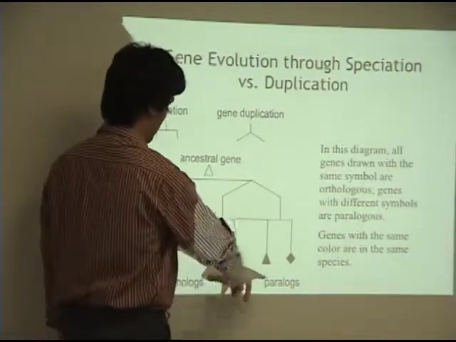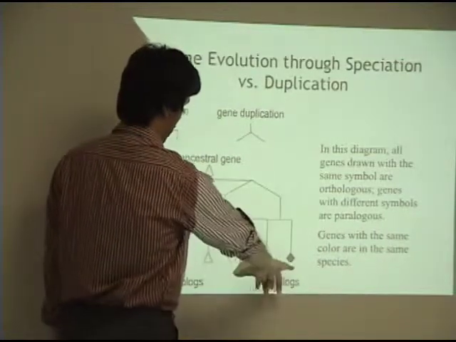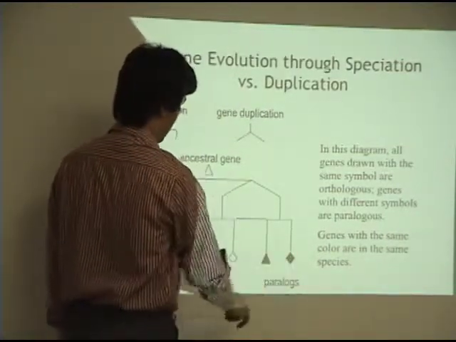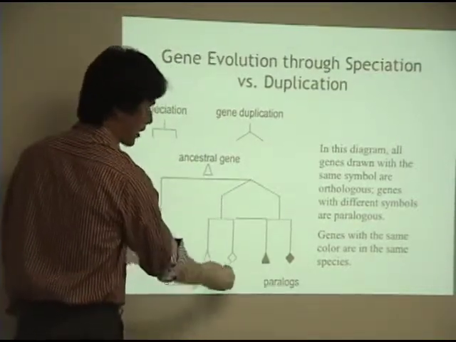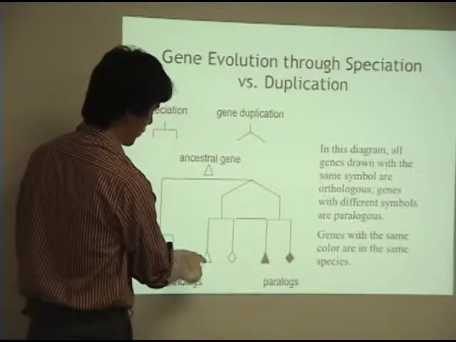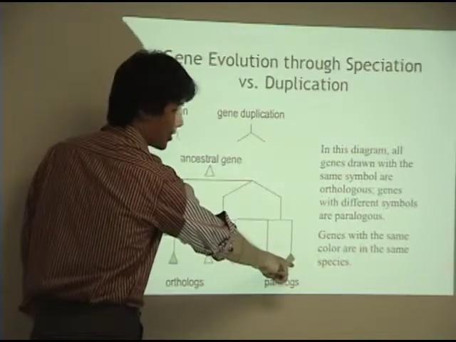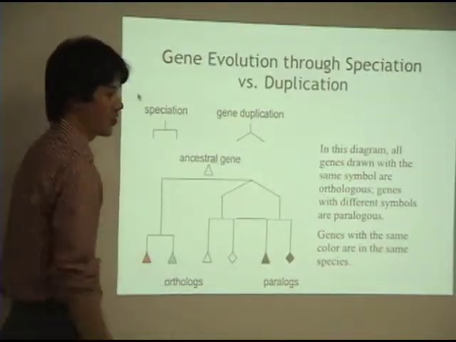So we have a pair that are orthologous, the triangles, another pair that are orthologous, the diamond, and that's in one species versus the other species, but they are paralogous to each other, and this triangle gene, for example, is paralogous to this diamond gene. Why? Because they're connected through this gene duplication event.